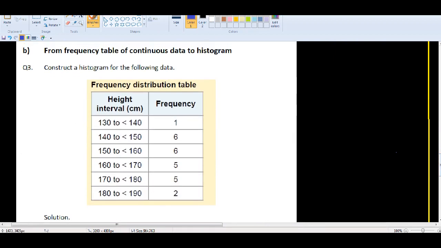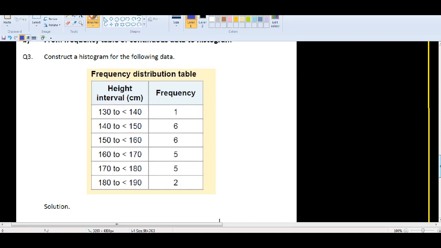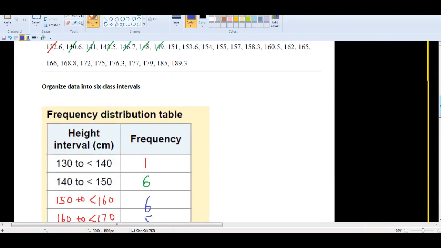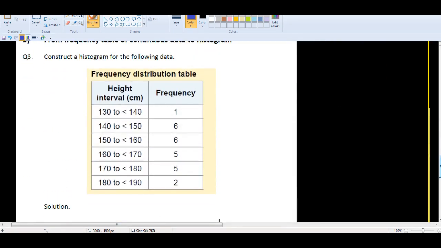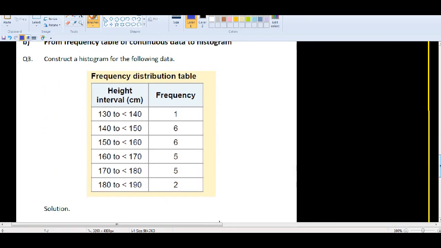So another type of question would be from frequency table of continuous data to histogram. So you need to know how to display your data from a frequency distribution table to a histogram. All right, so let's use this data. This data looks familiar, doesn't it? Because it's from our first question. So we use this data to construct a histogram. How could we construct a histogram? Remember last time we've learned how to construct a histogram.